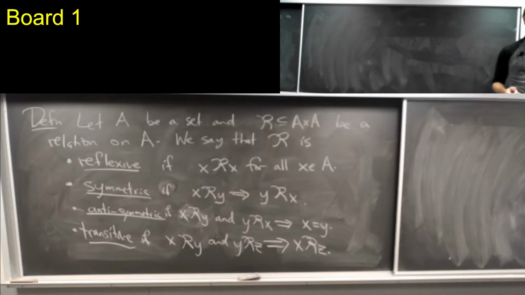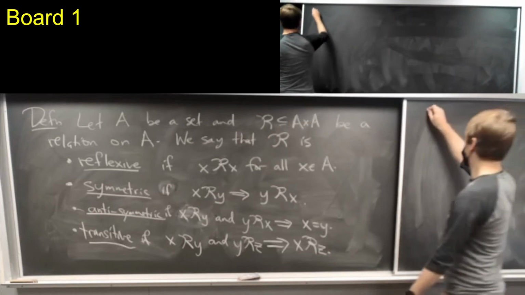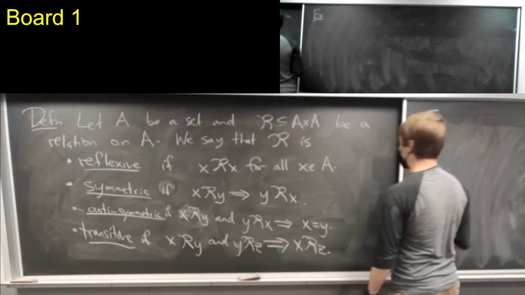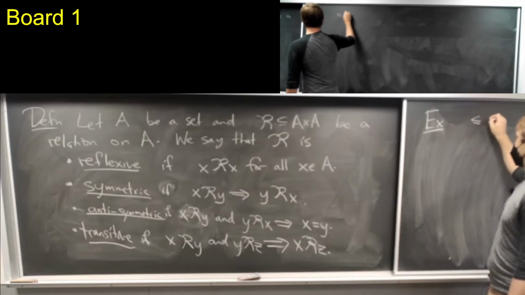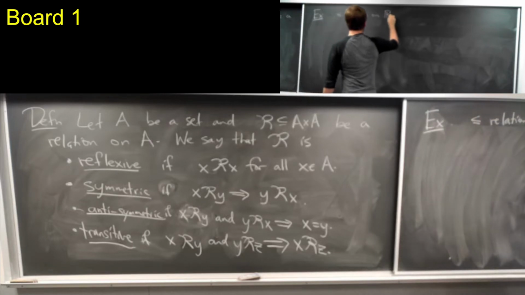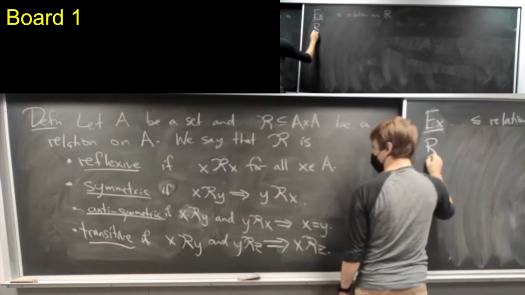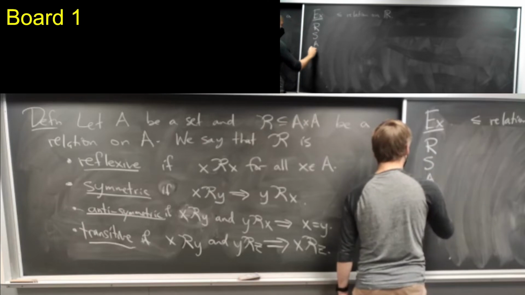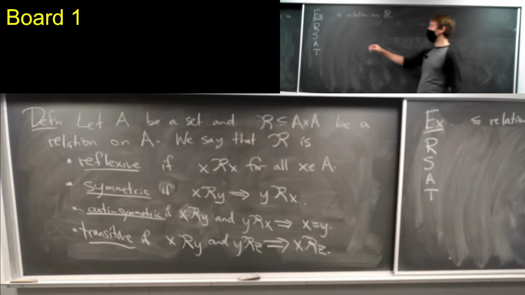Okay, so let's look at some common relations, and we'll try to think about whether they satisfy these properties. What about the less than or equal to relation on the real numbers? It could be reflexive, symmetric, anti-symmetric, or transitive. Which of these are true and which are false? If I look at the less than or equal to relation, is it reflexive?